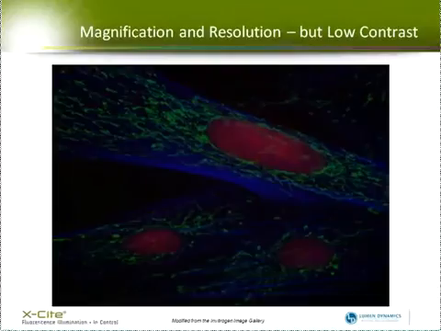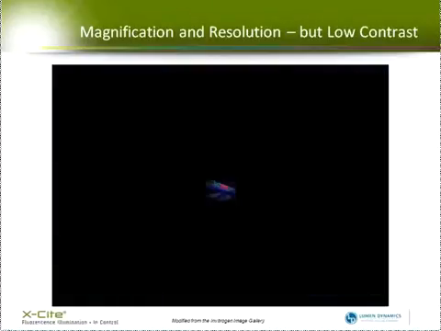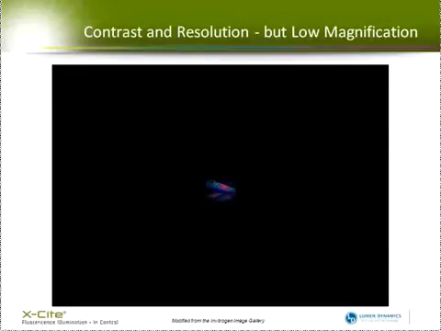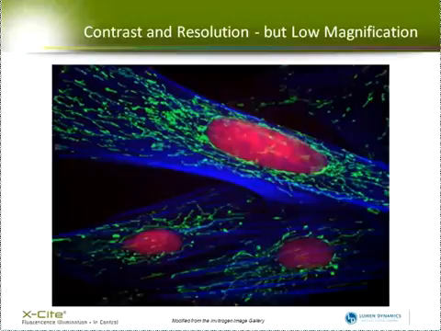This is an example where you have resolution and magnification, but you don't have very much contrast. So even though the features are well defined, you can't see them against the background. The third example here is where you have high contrast and resolution, but you have low magnification, so the objects are just too small to visualize.